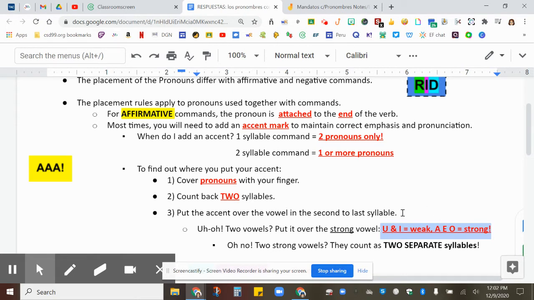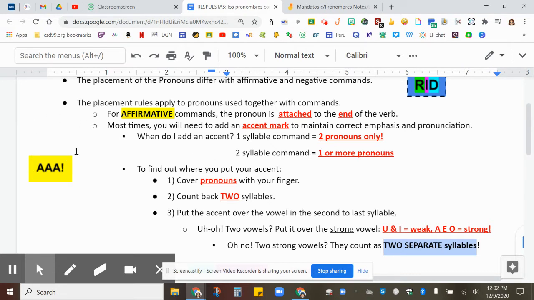This only applies when there are 2 vowels in that second to last syllable. If there's only 1 vowel, you just put the accent over the vowel. If there are 2, then remind yourself of U and I. On the rare occasion that you find yourself with 2 strong vowels, it just means you counted wrong. You'll have to separate those syllables because a strong vowel equals its own syllable. Okay? So what have we seen so far?